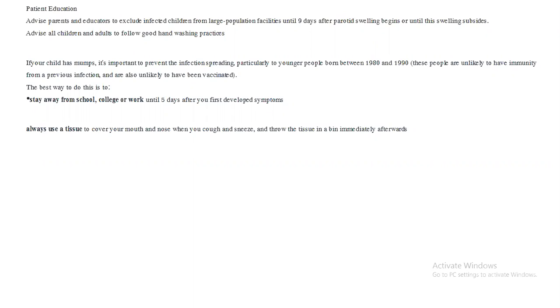The best way to do this is to stay away from school, college, or work until 5 days after your first development of symptoms. Always use a tissue to cover your mouth and nose when you cough and sneeze, and throw the tissue in a bin immediately afterward.